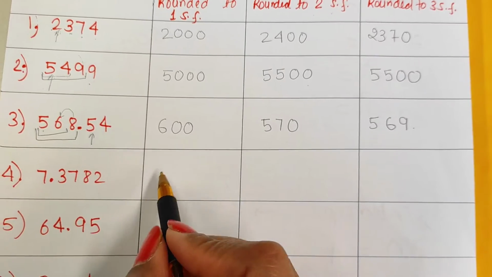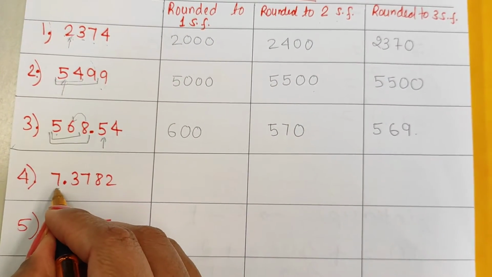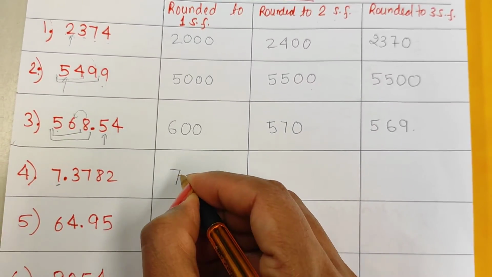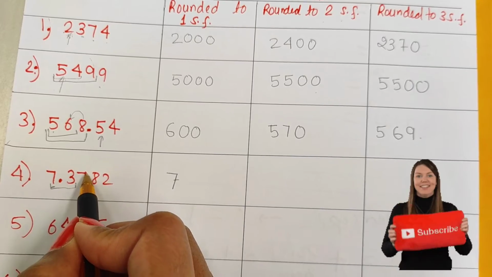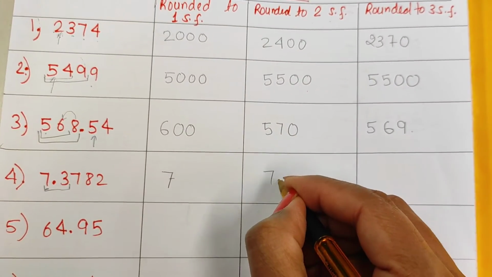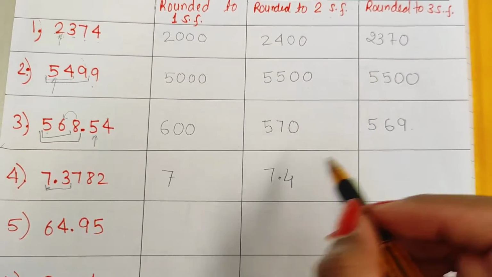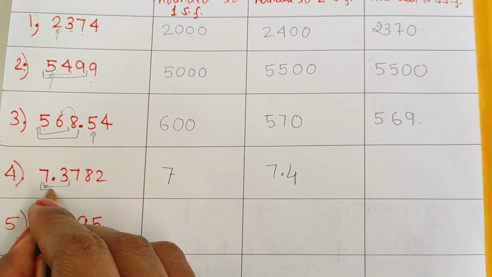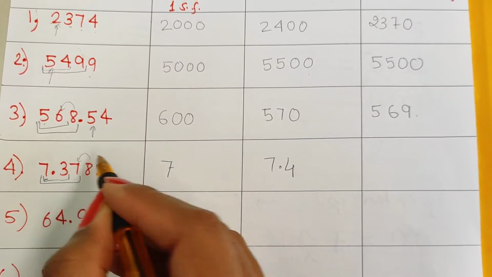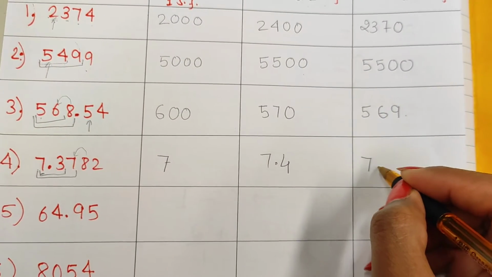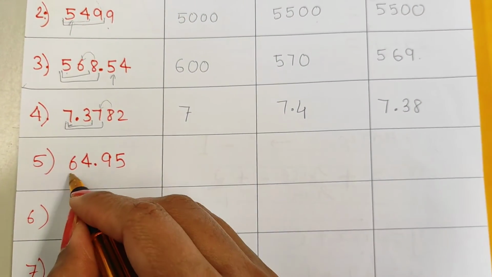Now round to one significant figure. 7.3782, one significant figure will be 7 itself. Two significant figures, these, and because this is more than 5, round this up, so that will become 7.4. Next one, round to three significant figures. Three significant figures are these. Now look for the fourth number, more than 5, so we round this up. So that becomes 7.38.